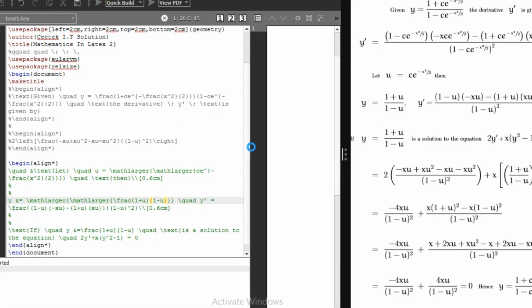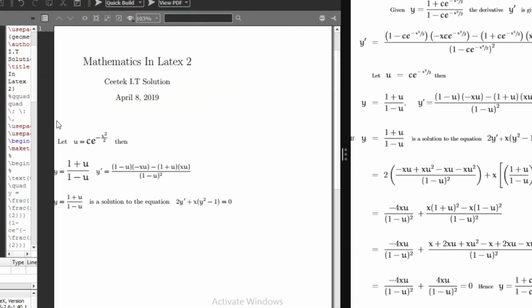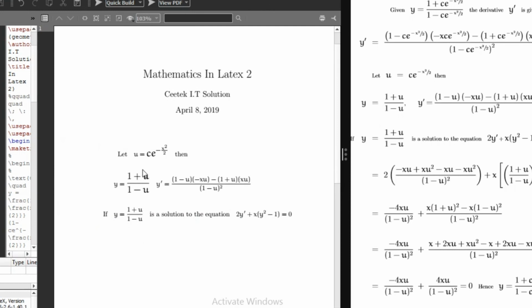I compile this, and let's look at the output. You can see the mathlarger has really made the 1 plus u and 1 minus u bigger than the rest of the text. So this is how to increase your font size in the mathematics environment, and how to also format your mathematics expressions.